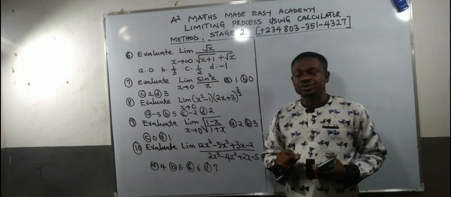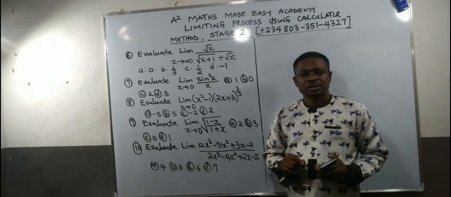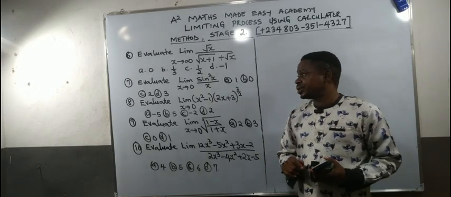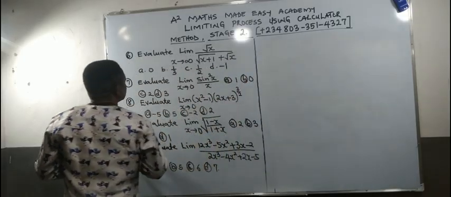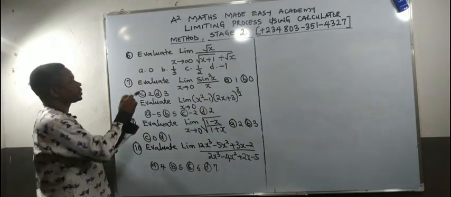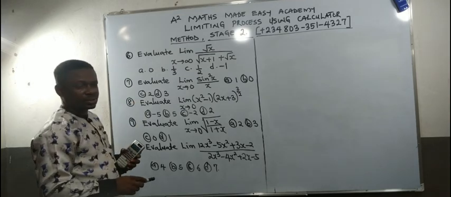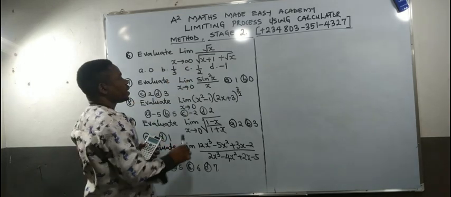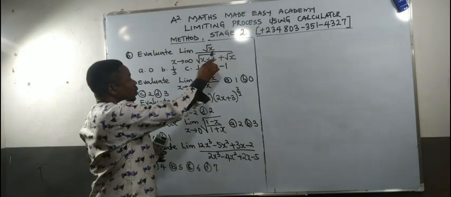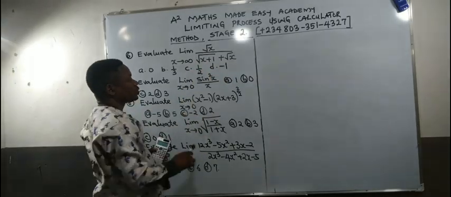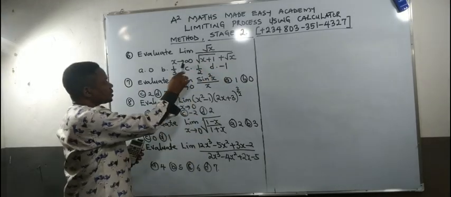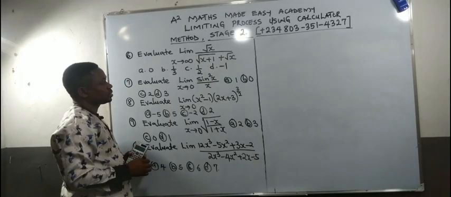Alright, can we continue with the next question? And the next question is question number 6. I want you to watch. The question says this: evaluate limit of square root of x all over square root of x plus 1 plus square root of x as x approaches infinity.